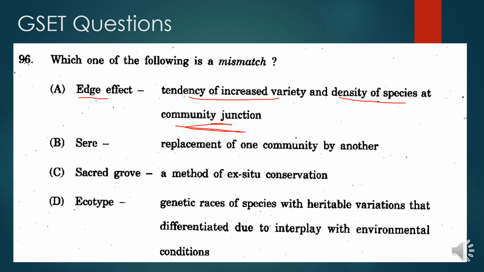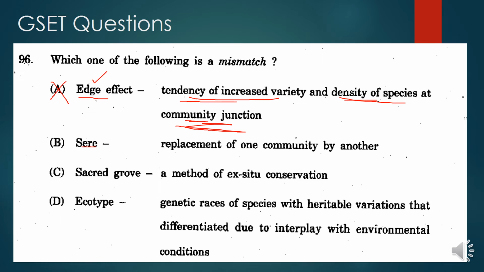Community junction is the ecotone, the transitional region between two communities. So edge effect is the tendency of increased variety and density of species. Yes, it is a right definition, so it is not a mismatch. So option A is not the mismatch.